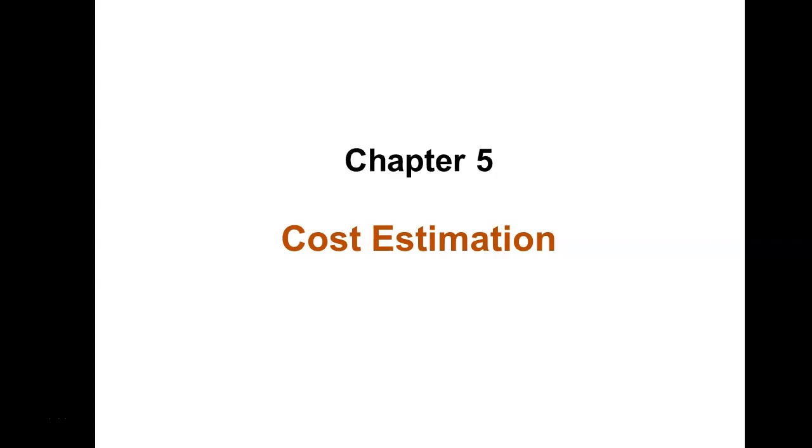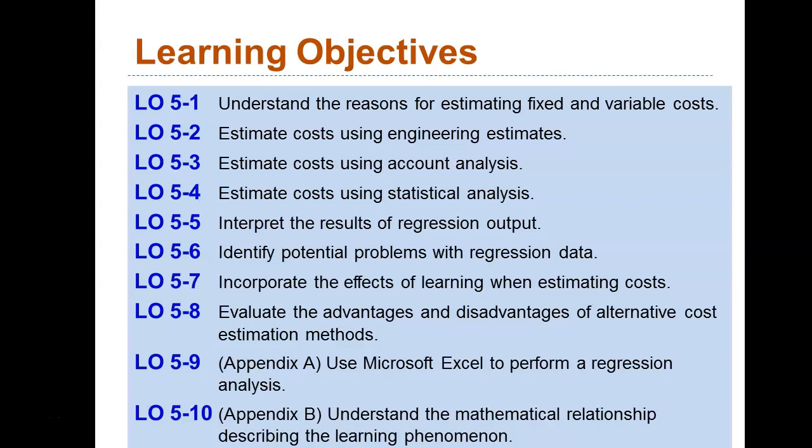For now, in Chapter 5, we're talking about cost estimation. We're going to understand why we estimate costs and variable costs and how to split them out. We're also going to talk about how to estimate costs using estimates, using account analysis, and most of all, using statistical and regression methods. We're going to identify some potential problems with regression data, really understand what it is and some of the limitations, when it's useful and when it's not, and when to compare it with other types of tools when you're estimating variable and fixed costs.